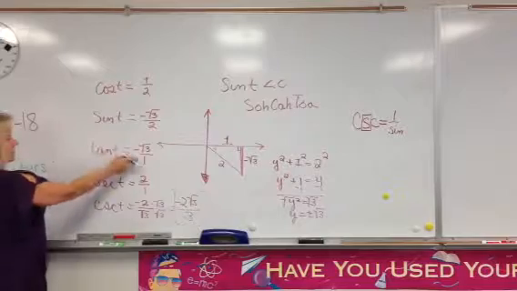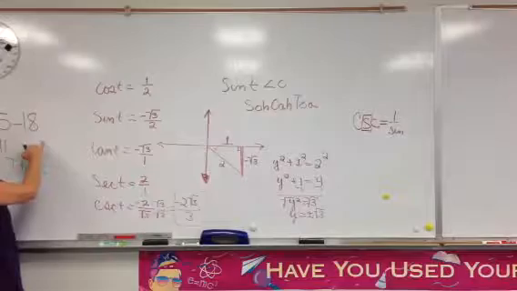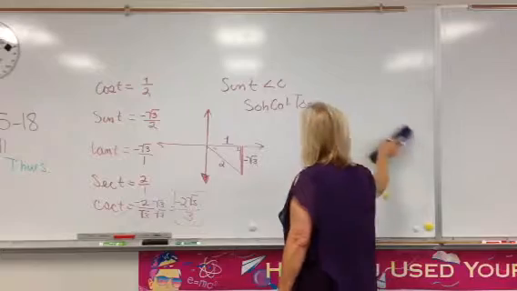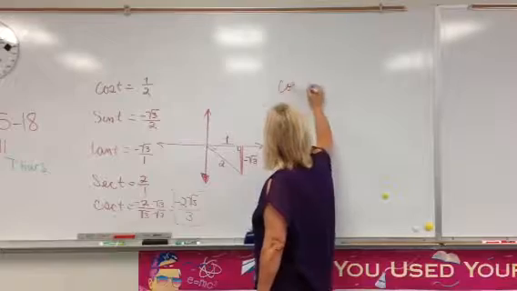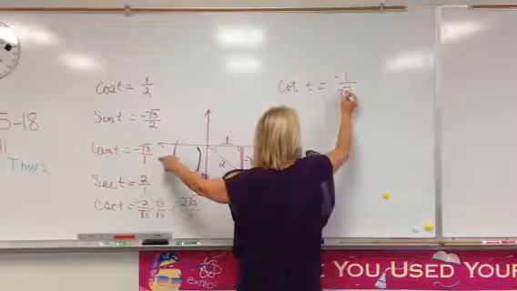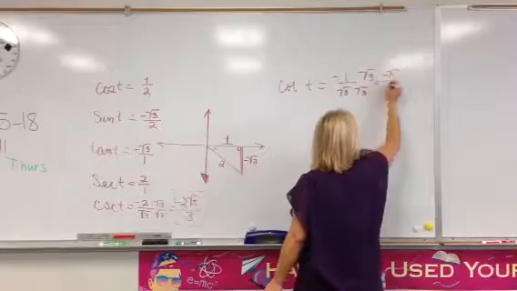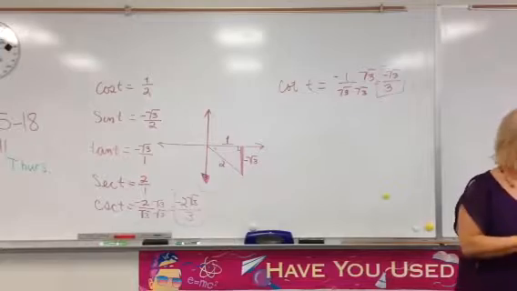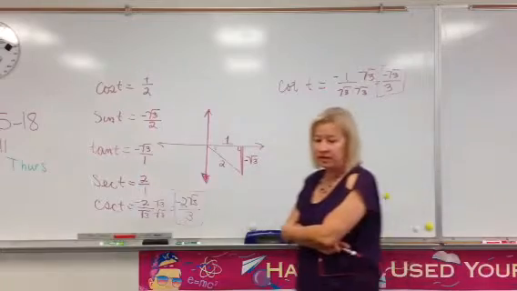And cotangent is this one flipped over. Am I okay if I still write here? No. Flip your tangent over, so negative 1 over the square root of 3, but you have to rationalize. So we're looking for this answer. Any questions on that?